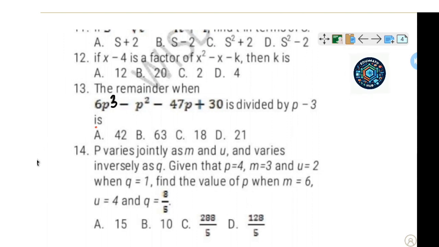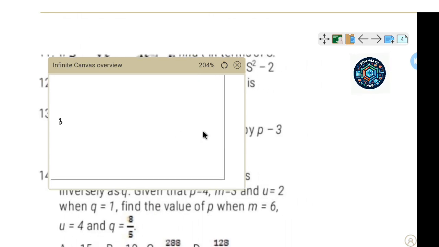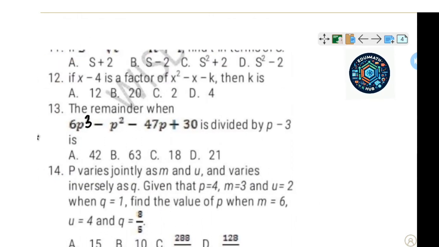Now for number 13, you have the remainder when 6p cubed minus p squared minus 47p plus 30 is divided by p minus 3. So this is the remainder theorem. What you do is go to your function, and the factor you are given is p minus 3, but come to this function and insert plus 3. Since you have p minus 3, you insert the opposite. So anywhere you see p, just write in 3 there.